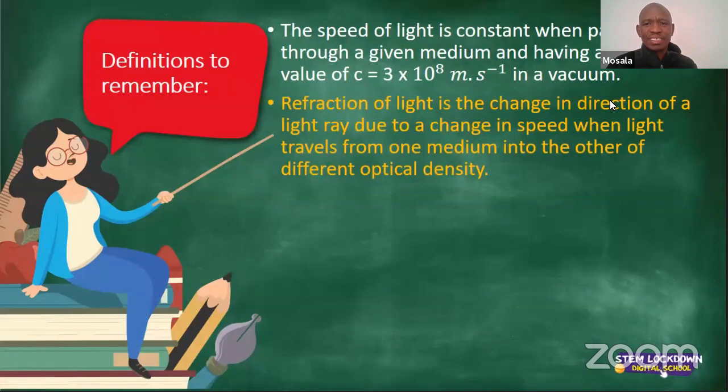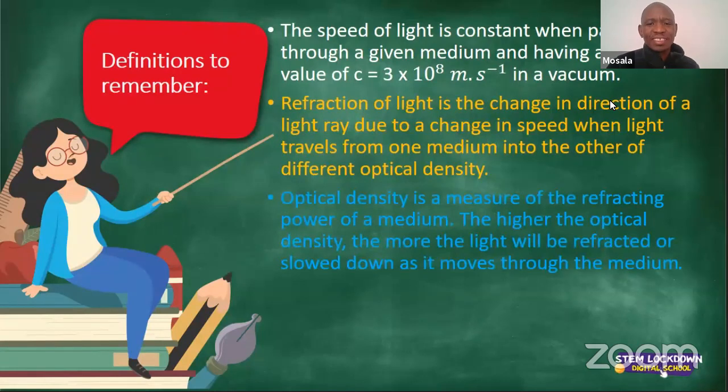So refraction of light is the change of direction of a light ray due to the change in speed when light travels from one medium into another of different optical density. So for refraction to take place, light has to travel from one medium to another of different optical density. There has to be a change in direction due to change in speed. Remember that the speed of light also depends on the medium in which it is traveling.